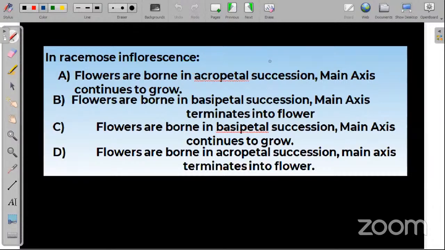In racemose inflorescence, the first option is: flowers are borne in acropetal succession, main axis continues to grow. Second: flowers are borne in basipetal succession, main axis terminates into flower. Third: flowers are borne in basipetal succession, main axis continues to grow. Fourth: flowers are borne in acropetal succession, main axis terminates into flower.